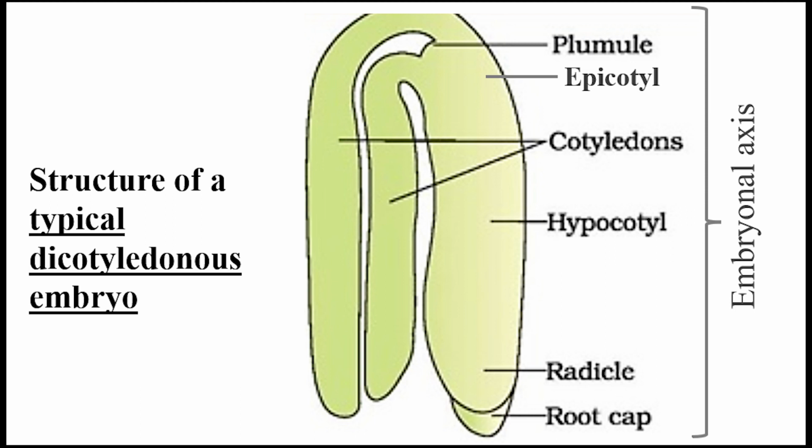The portion which goes towards the ground is known as the root tip. The structure is known as hypocotyl and the end portion is known as the root tip, and this root tip will be covered by a root cap. Can you appreciate all these structures? So that's about the embryo of a dicotyledonous plant.